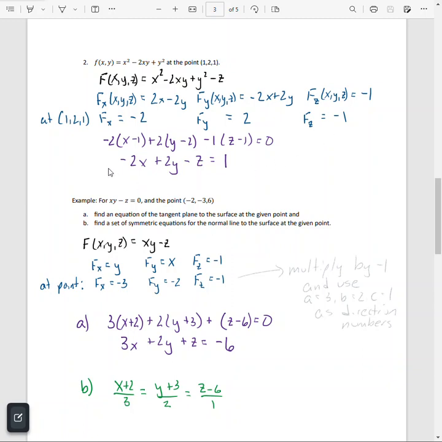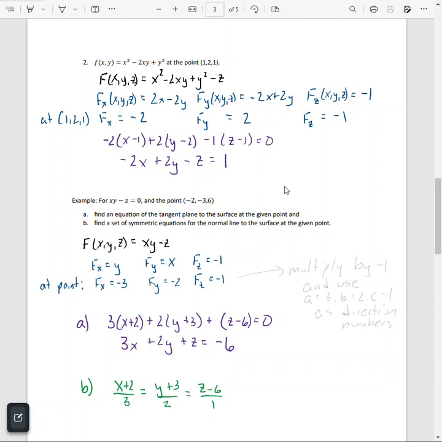How do we write the equation of the tangent surface? Negative 2 times x minus the x coordinate of the point. Positive 2 times y minus the original y coordinate of the point. Minus 1 times z minus the original z coordinate of the point equals 0. And when you collect, you have negative 2x, positive 2y, minus 1z. Add up all the values and we'll have a 1 on the right-hand side.